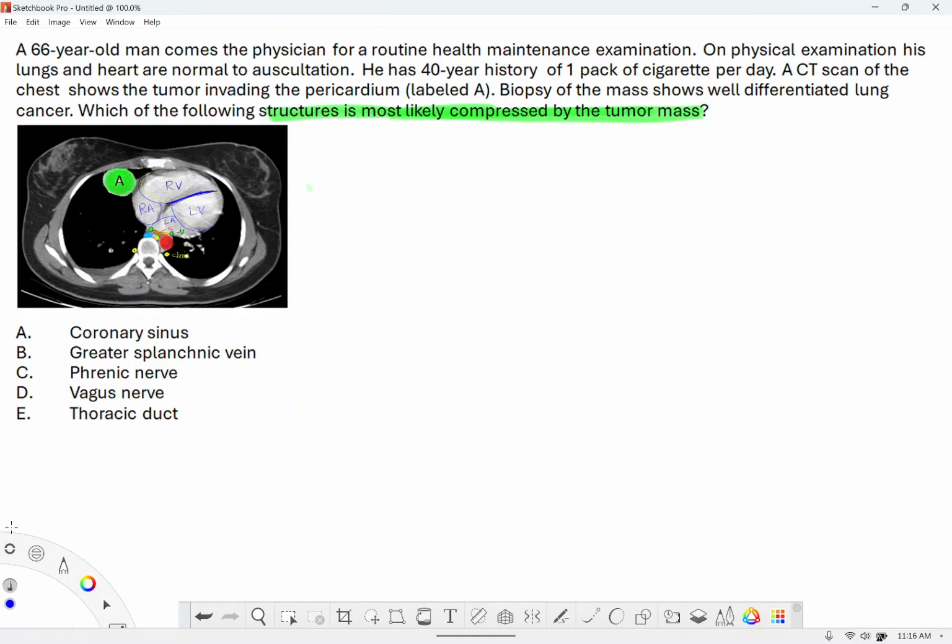1-to-1 ratio, good. Okay, so in this question they want to know what structure is mostly compressed by the tumor. Coronary sinus is posterior to the heart, so it will be somewhere right here. Okay, so it's unlikely, so no. I'm going to use red. Coronary sinus will be right here, between the two, in the atrioventricular groove. That's where this will be.